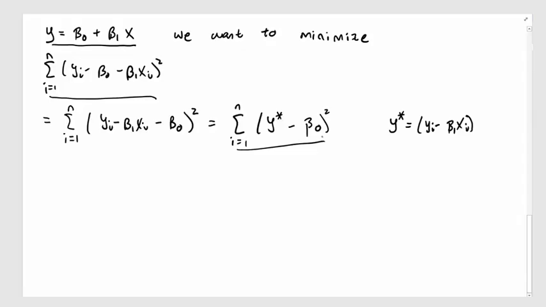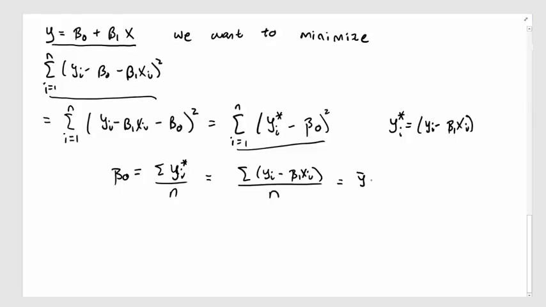The solution has to be that beta naught is equal to the average. I forgot my i subscript there, so why don't I put it right there and right there. It has to be the average of the yi stars. Let's plug back in what yi star is. It's summation of yi minus beta 1 xi divided by n. If I distribute out that sum, I get y bar minus beta 1 x bar.